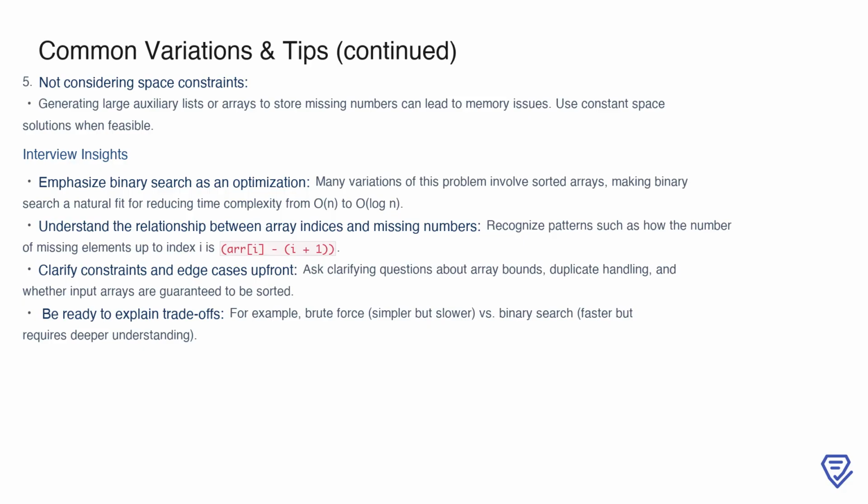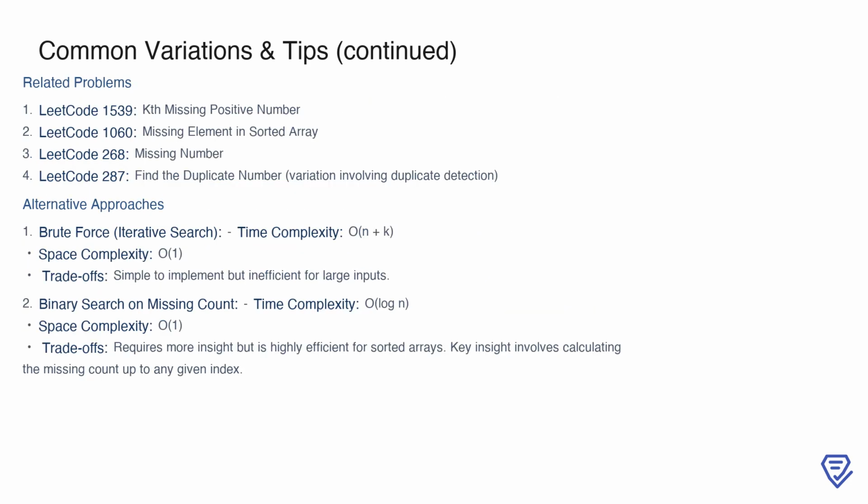Lastly, be prepared to discuss trade-offs. While a brute force approach is simpler, it's slower. A binary search solution, on the other hand, is much faster but requires a deeper understanding of the problem structure. This problem is closely related to several others that you might encounter. Examples include LeetCode 1539, which focuses on finding the kth missing positive number, LeetCode 1060, which is about missing elements in sorted arrays, LeetCode 268, which deals with finding a single missing number, and LeetCode 287, which involves detecting duplicates in arrays.